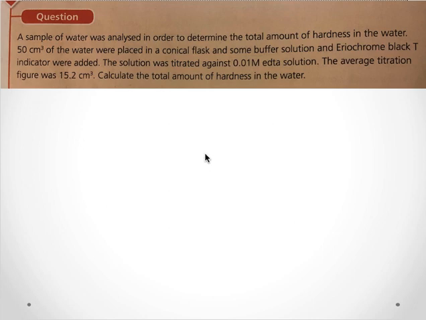We're going to look at a sample calculation that you might get if you did an EDTA experiment to determine the total hardness of a water sample. So the question: a sample of water was analysed in order to determine the total hardness of the water.